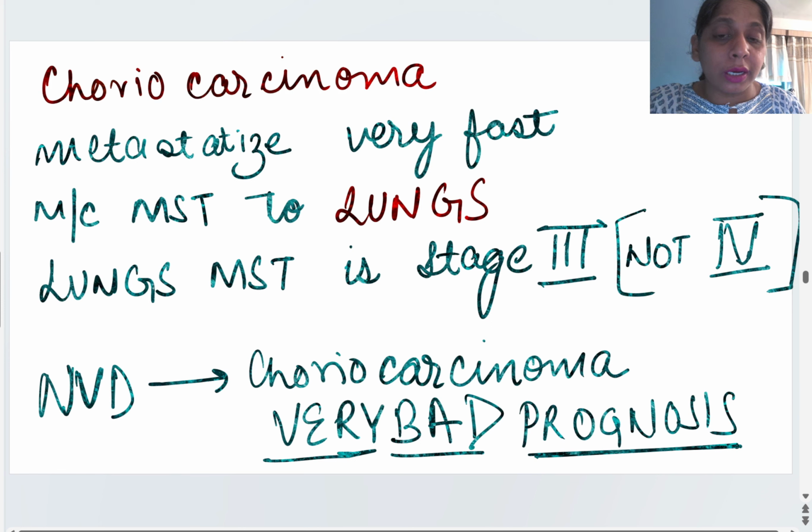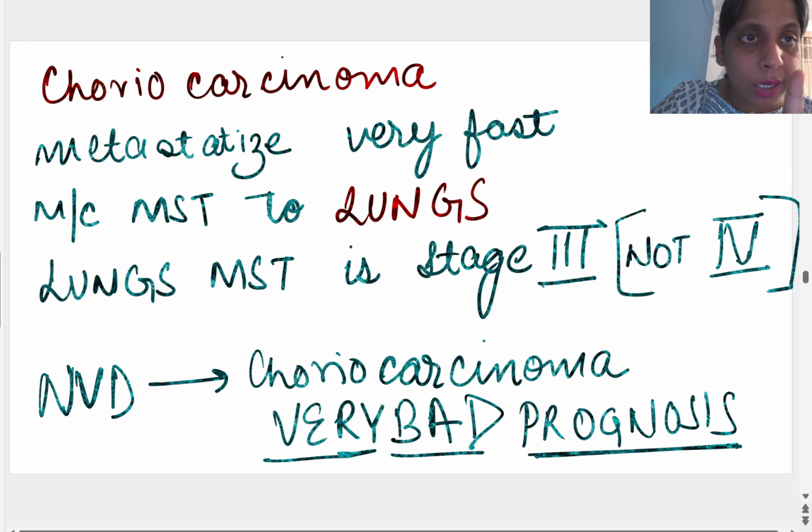Choriocarcinoma metastasizes very fast, that I told you, very bad prognosis, and most commonly it metastasizes to lung. But as it metastasizes so fast, it doesn't have so bad a prognosis in the lung, so lung is kept in stage 3, it is not kept in stage 4. In all the other cancers, lungs is in stage 4, but here the lungs is in stage 3.